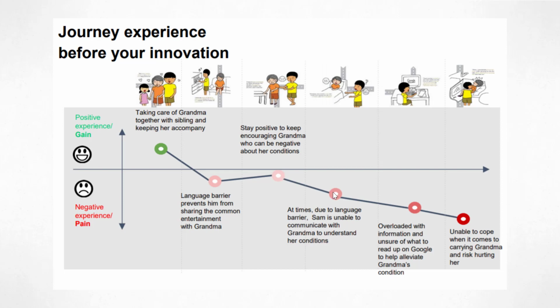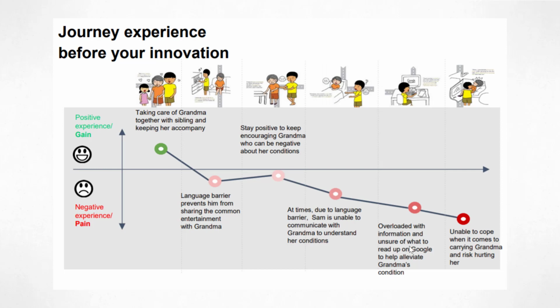At times, due to the language barrier, Sam is not able to communicate with grandma to understand her condition. So where grandma is feeling certain pain or she's not feeling well, Sam is not able to understand where the issue lies.